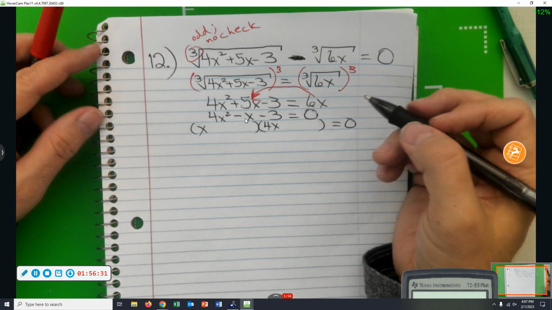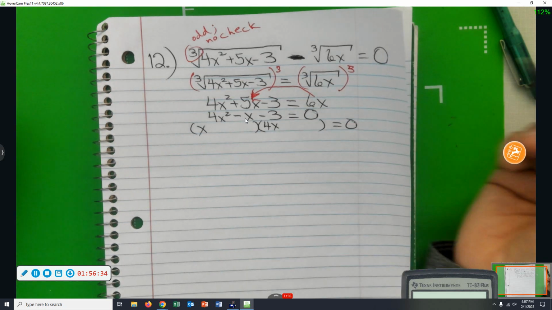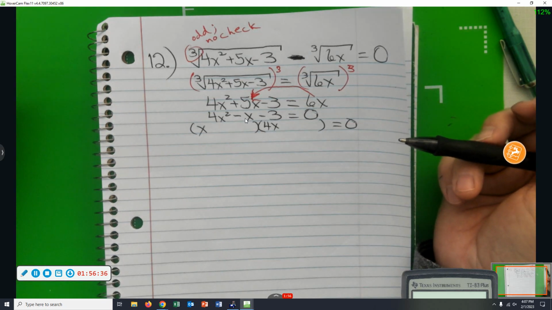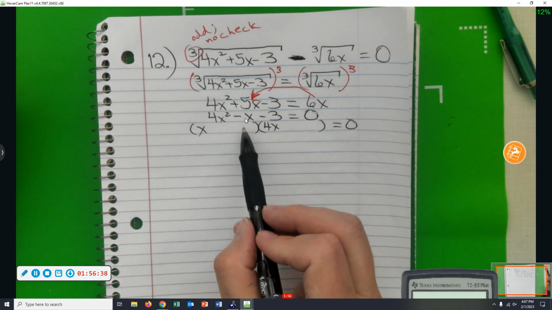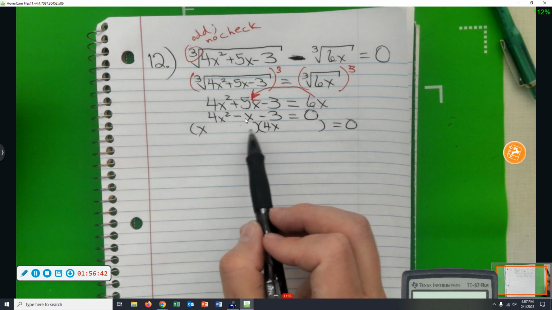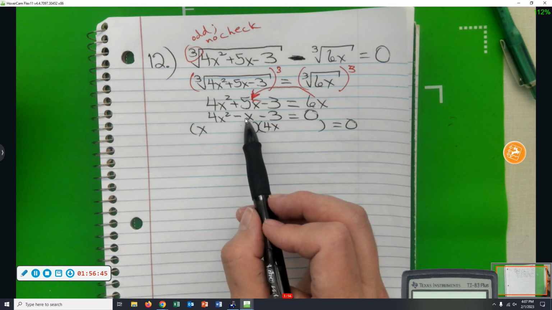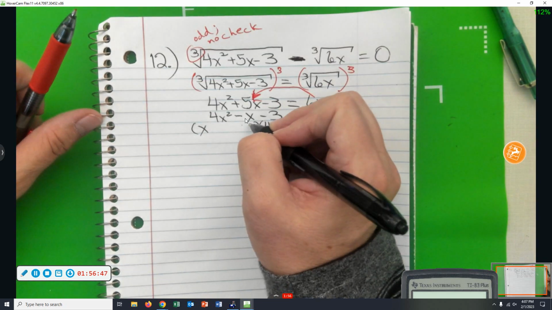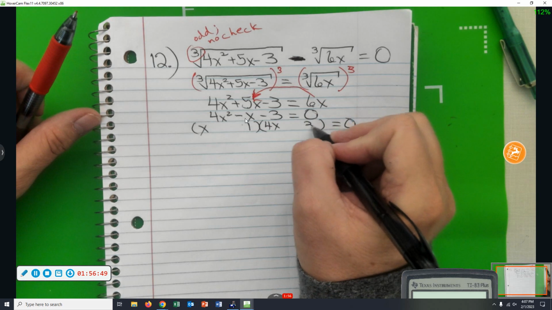And now, let's see. 3 is only 1 times 3. That's all it can be. But be careful. I don't think we better put the 3 there. If we put the 3 there, that's giving us 12x. We're getting way far away. I think we better put the 1 there and the 3 there.